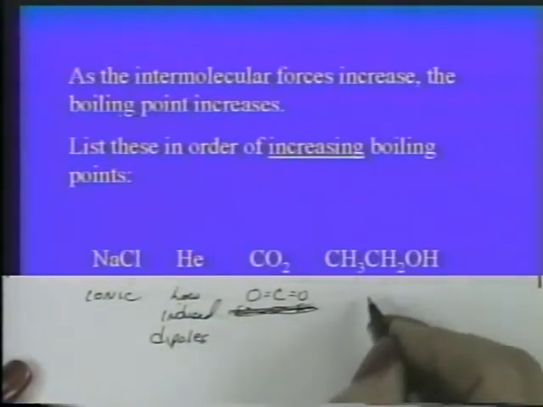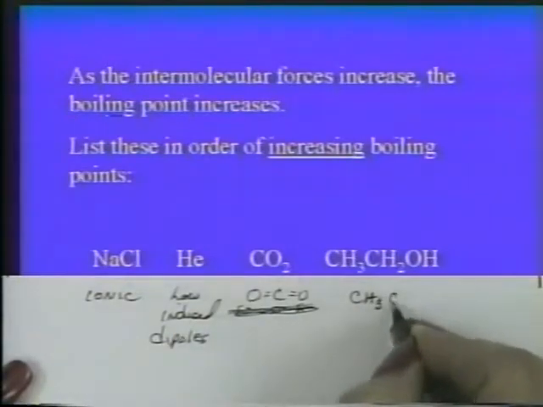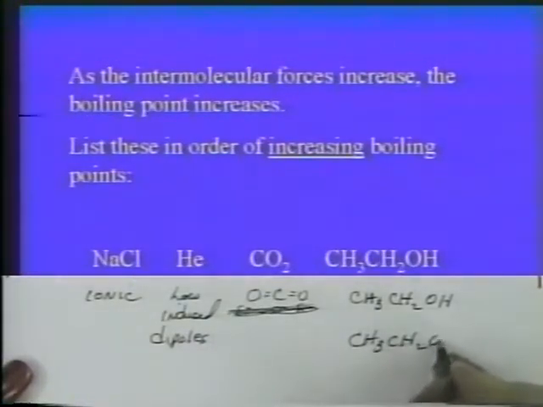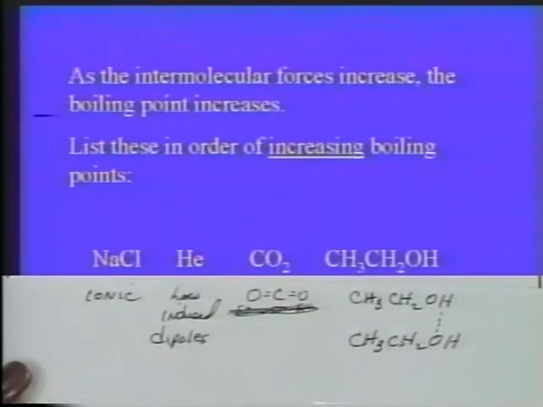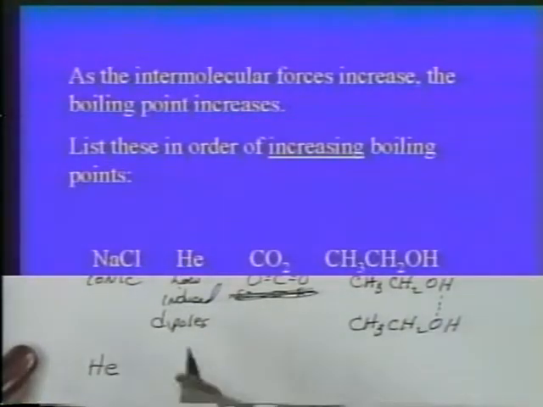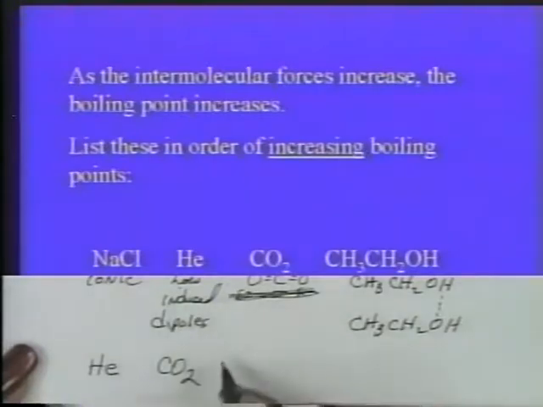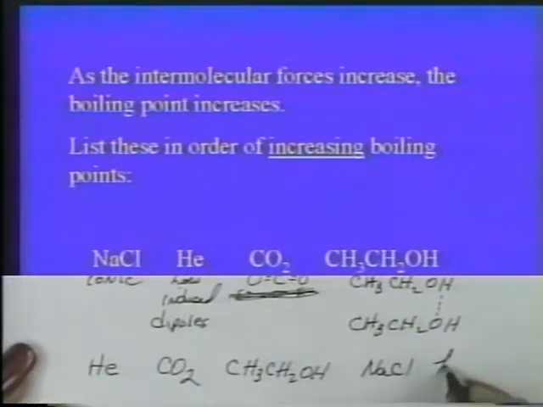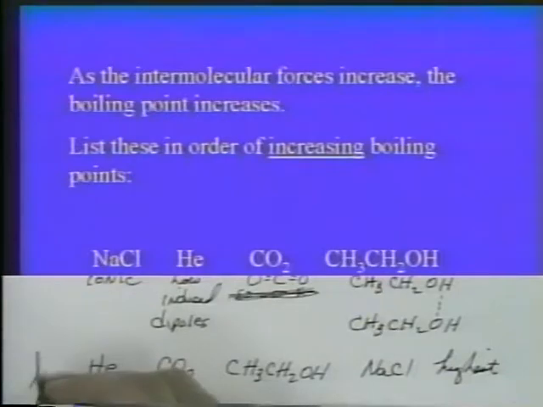Well, how about this? Oh, look at this. CH3CH2OH, and another molecule of CH3CH2OH comes along, and can you see hydrogen bonding occur? Oh, yeah. So I do believe that if we list these things in order of increasing boiling point, the lowest one is going to be helium. Do you agree? Let me slide that up a little bit so you can see it better. How's that? Helium. The next one, I believe, is going to be carbon dioxide. The next one is going to be this compound over here that has that hydrogen bonding in it. And then the next one is going to be sodium chloride. This one has the highest, and this one has the lowest.